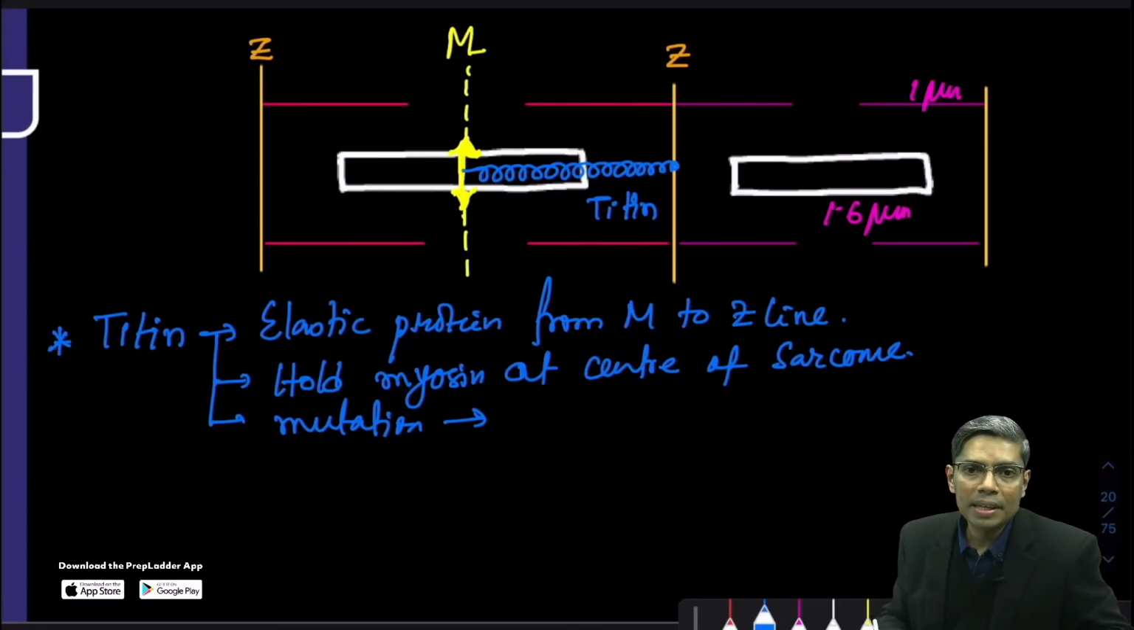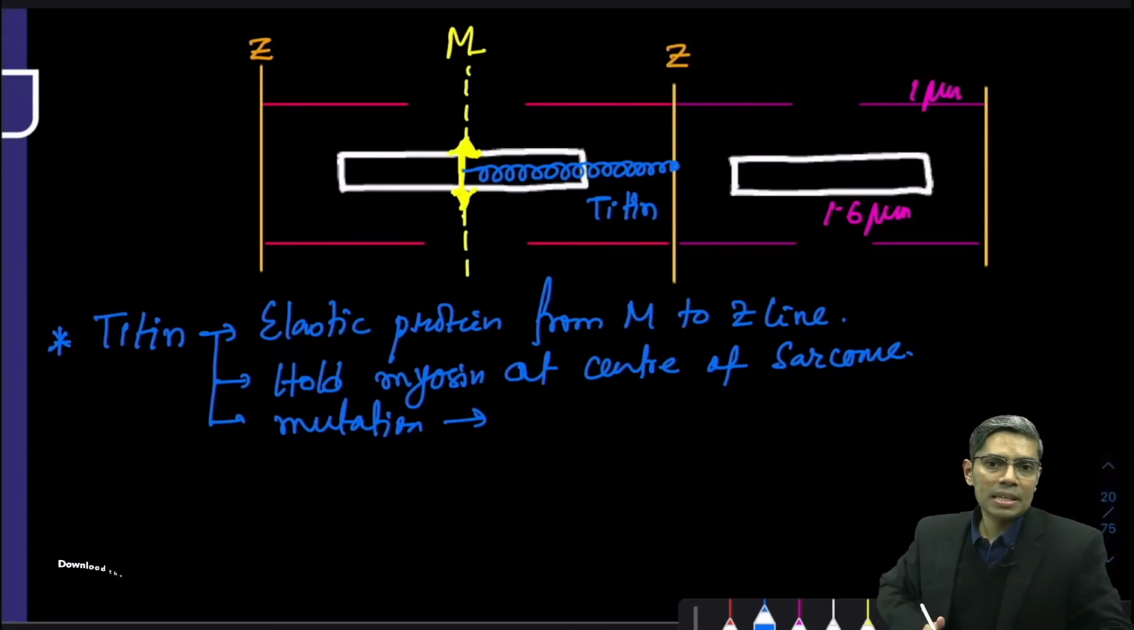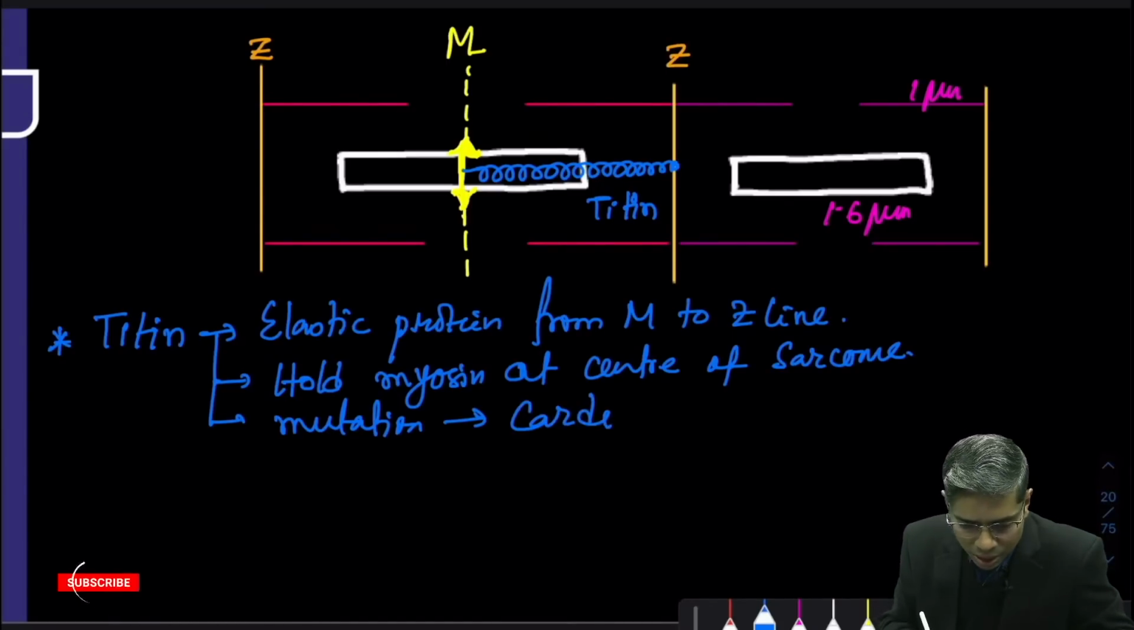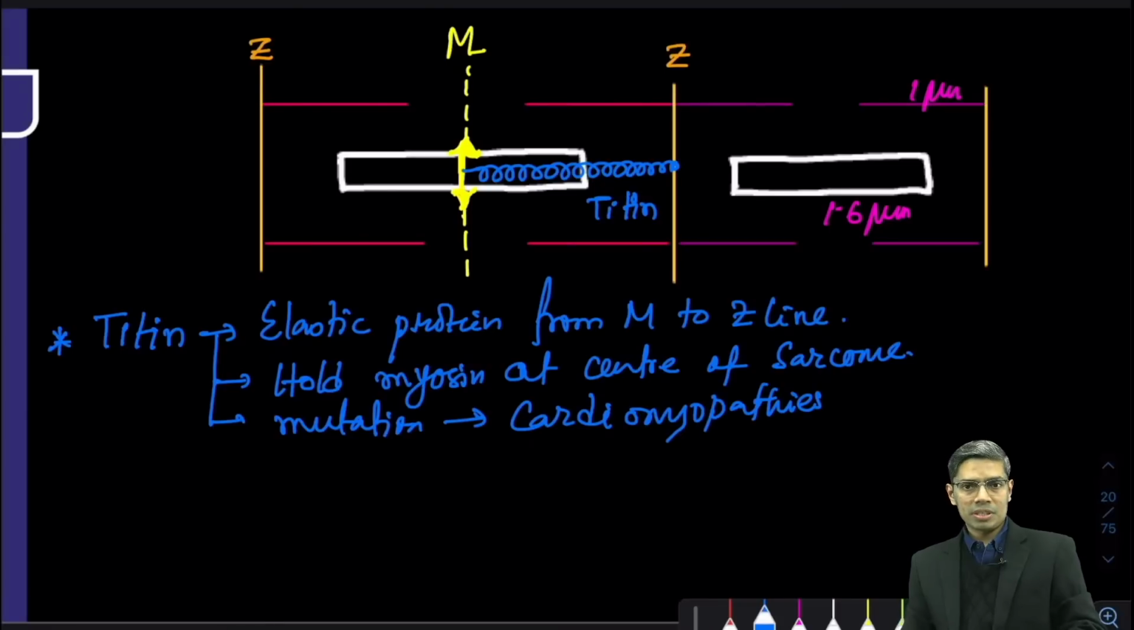What disease is going to happen? In case of heart, if this protein, titin, is mutated, then hypertrophic and dilated cardiomyopathy. So, you remember cardiomyopathies, right. One of the causes of hypertrophic and dilated cardiomyopathies is mutation of this titin protein.